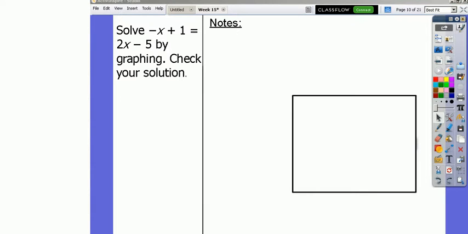All right, so as you can see, we have two equations that are set equal to each other. The first step that we want to do when we solve by graphing is to make a system out of that. So that's exactly what I'm going to do. I'm going to make a system. I'm going to say y equals negative x plus 1 and y equals 2x minus 5. I'm going to graph those two lines like I would normally. You have two equations of lines that are in slope-intercept form.